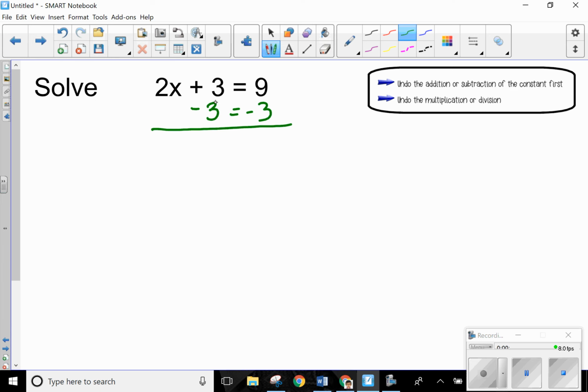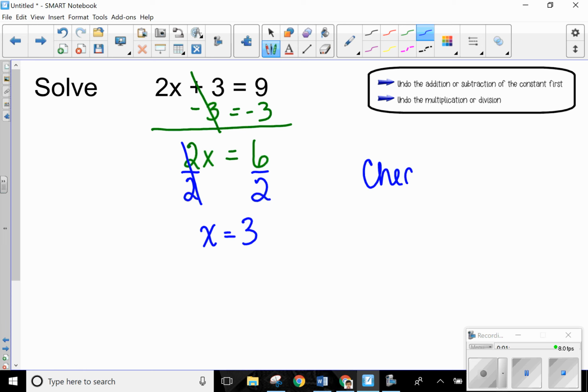So my plus 3 minus 3 zeroes out, and I'm left with just 2x on the left, and on the right, 9 minus 3 is 6. So now I have a one-step multiplication equation, and x is being multiplied by 2, so to undo that, we would divide by 2 on both sides of the equation, and 2 divided by 2 divides out to 1, so I'm left with just x on the left, and then 6 divided by 2 is 3.